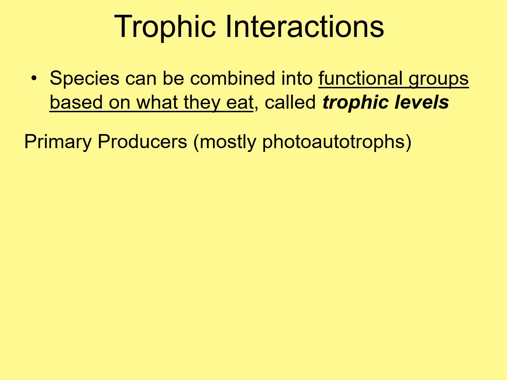So their food source is basically light from the sun plus carbon dioxide. They're making their own food, really. And so that's why we refer to them as primary. They're producing energy. So those are our primary producers.